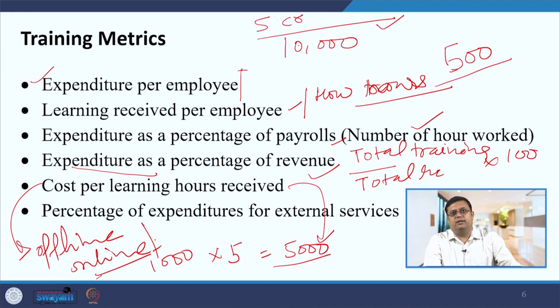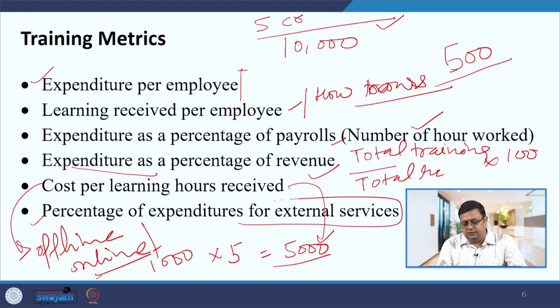So, according to the budget and these various combinations which are available to you, you can take a decision. But for taking all these decisions, you need to calculate cost per learning per hour, right. And the next important metric that you can calculate is the percentage of expenditure for external services. So, if you are taking external services for training, then what is the percentage of cost?